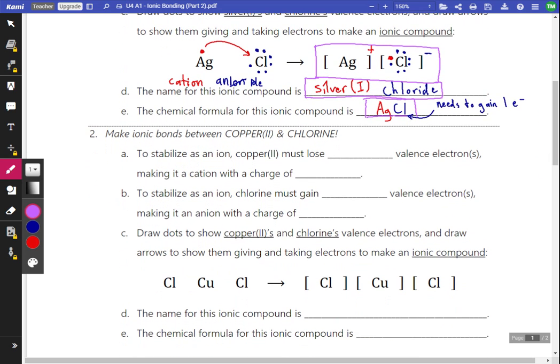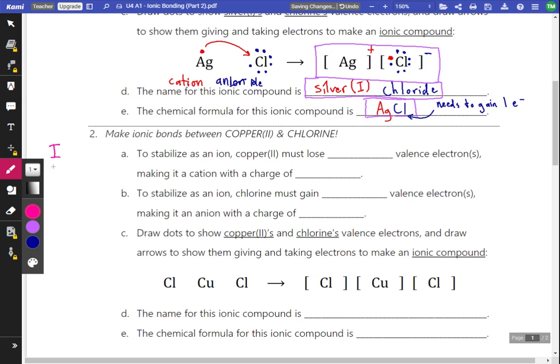So let's try a tougher example. Make ionic bonds between copper II and chlorine. And in case you don't know your Roman numerals, which you don't usually need nowadays, so I'd understand, write them out over here.